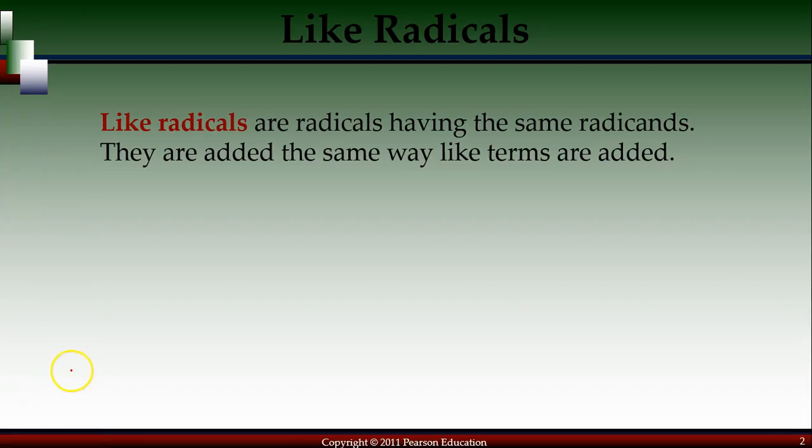Before we get into adding, subtracting, and multiplying radicals, what we need to understand is something called like radicals. Like radicals are radicals having the same radicands, and I'll explain what that means too. They are added the same way like terms are added. Okay, so let's look at some like radicals.